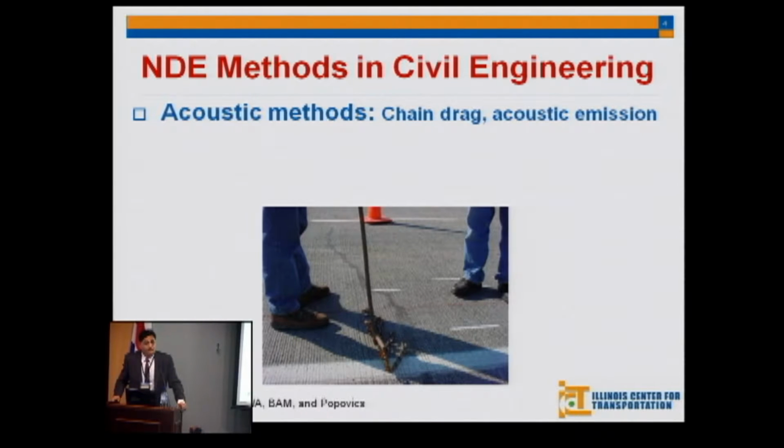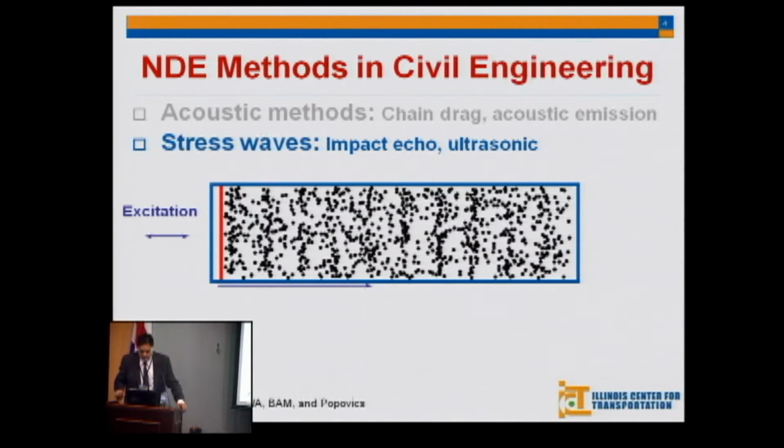There are many different methods that we use in civil engineering, and I'm going to start with the simple methods and go up. A simple method is to use the chain drag that we usually use on bridges, and this is to detect delamination. When we drag the chain, if we hear a different echo, that will tell us that there is a delamination or there is a void in the bridge. This technique by itself is a non-destructive technique.